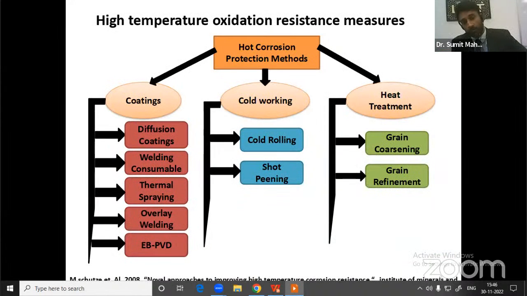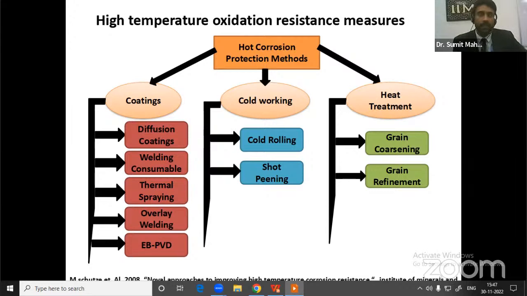So how can hot corrosion be controlled? There are three basic methods. By using these methods, we can control hot corrosion, or you can say we provide protection to the materials or welds which are operated at high temperature. The first basic one is coating.